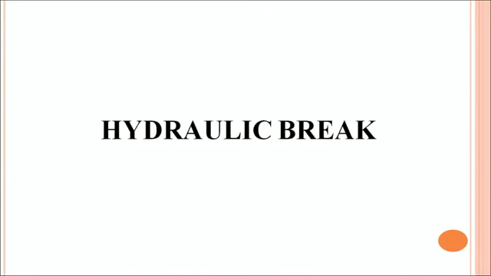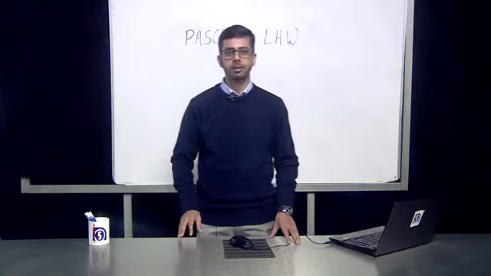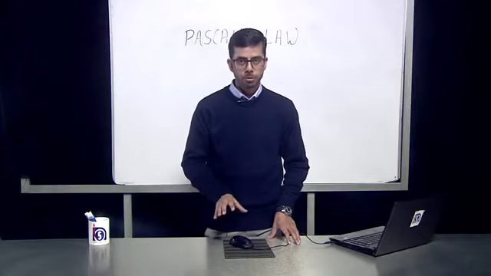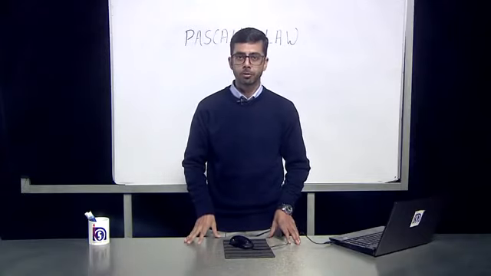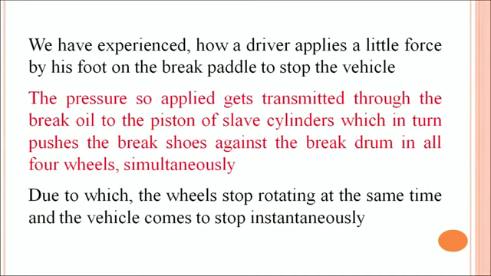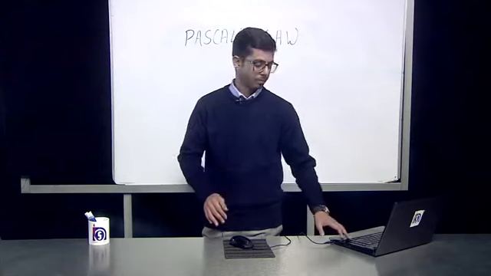Then the hydraulic brakes. The hydraulic brake is used basically in vehicles or four-wheelers, where the pressure applied gets transmitted through the brake oil to the piston of the slave cylinders, which in turn pushes the brake shoe against the brake drum in all four wheels simultaneously. Only then does the wheel stop rotating and the vehicle come to a stop.